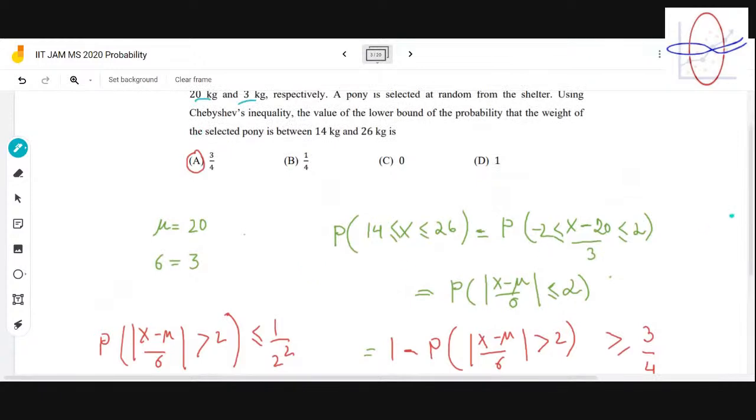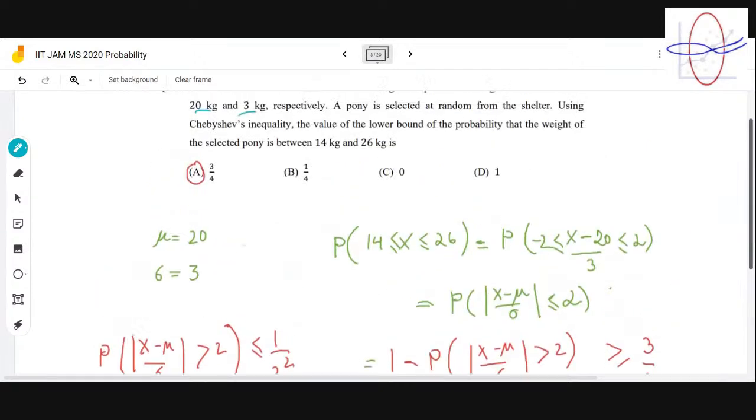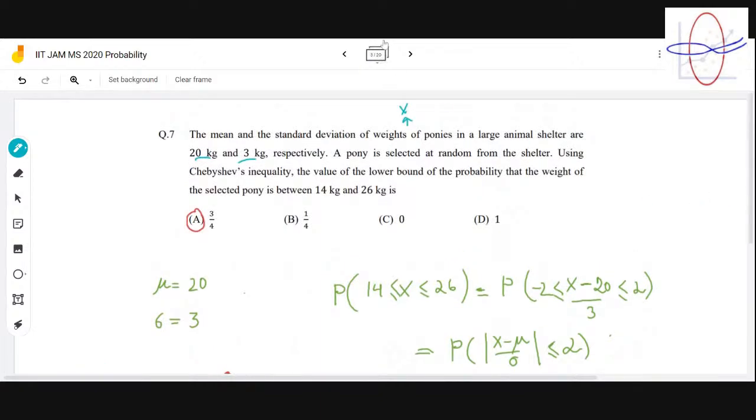But Chebyshev is in terms of greater than, so you just need to do 1 minus probability of greater than 2. Now this is less than or equal to 1 by 2 square by Chebyshev. Therefore this must be greater than or equal to 3 by 4. Okay guys, very simple stuff, just apply the basic principles. Just the Chebyshev inequality definition, very easy stuff.